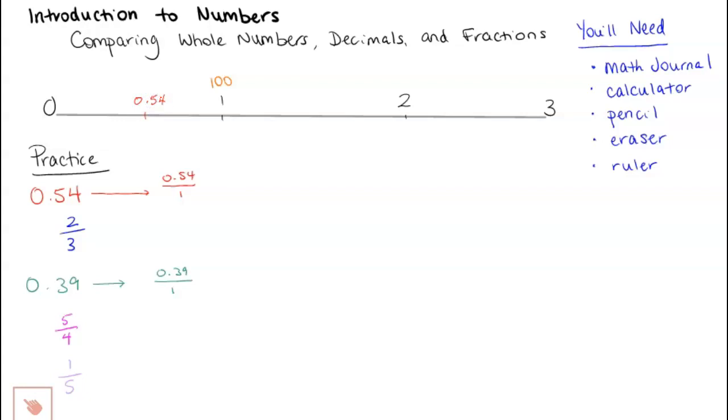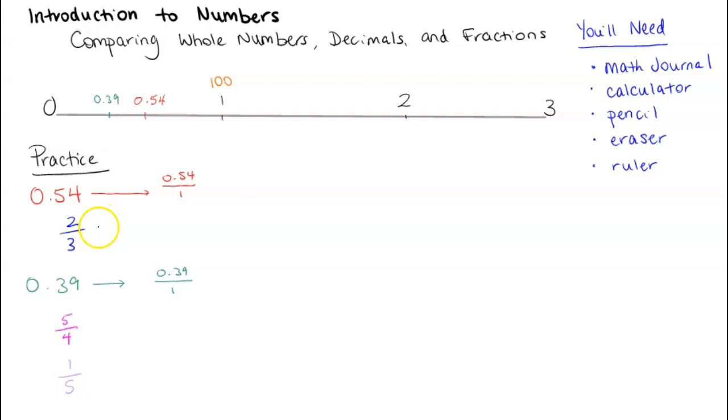And 0.39, that's a little bit less. It's not quite a quarter. That was 0.25. I would say it's about here. 0.39. But now we have fractions, and none of those fractions have a denominator of 1. So I want you to try this 2/3 one for yourself and see if you can get it as a denominator of 1. Pause the video until you've done that.